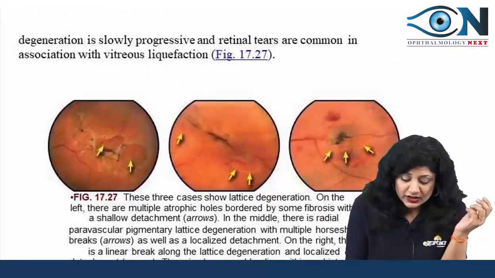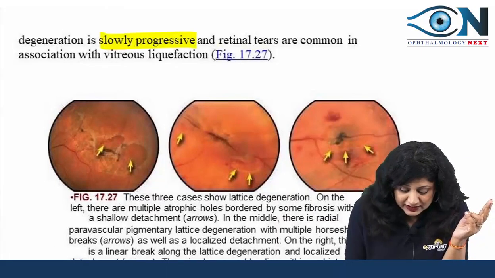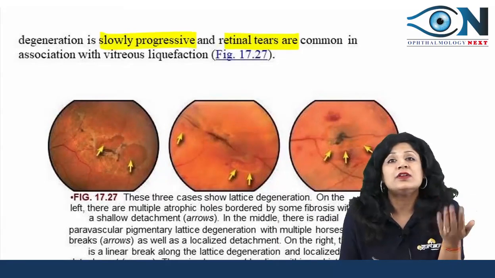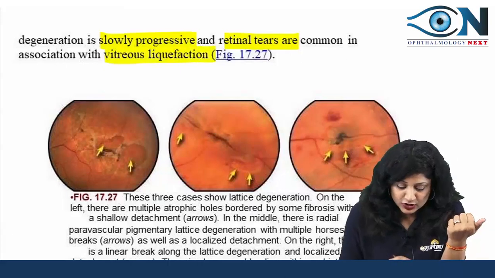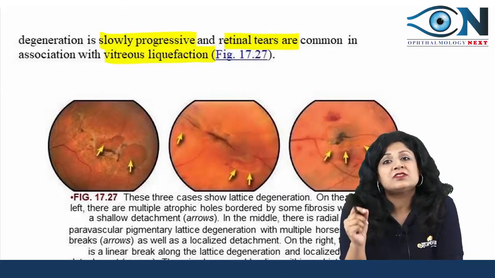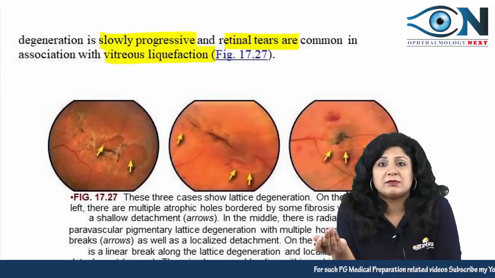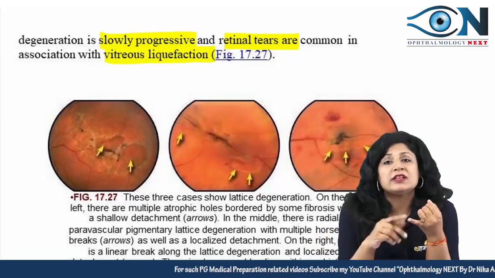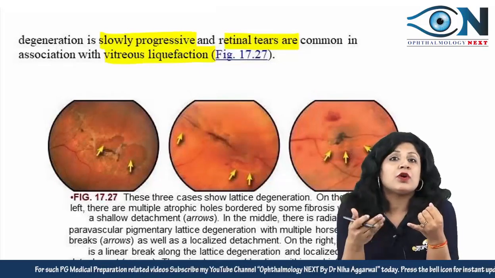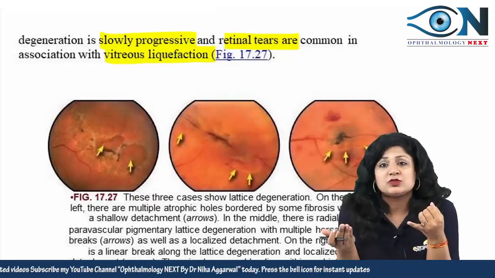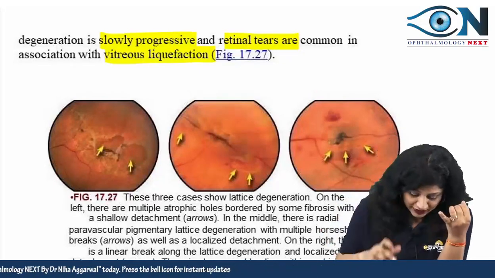The degeneration is a slowly progressive one. Retinal tears are common, and along with these retinal tears, we have the liquefaction. These are the things which are actually responsible for these degenerations leading to RD, because one is your retinal hole. Hole is definitely a very important causative factor that can lead to retinal detachment, and along with this we have got the vitreous liquefaction.